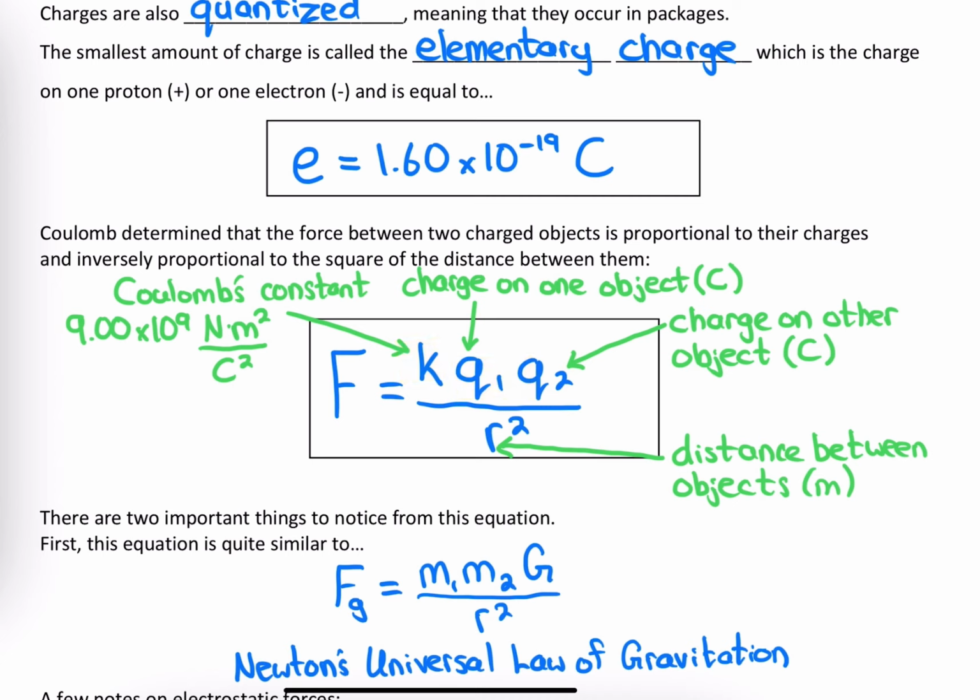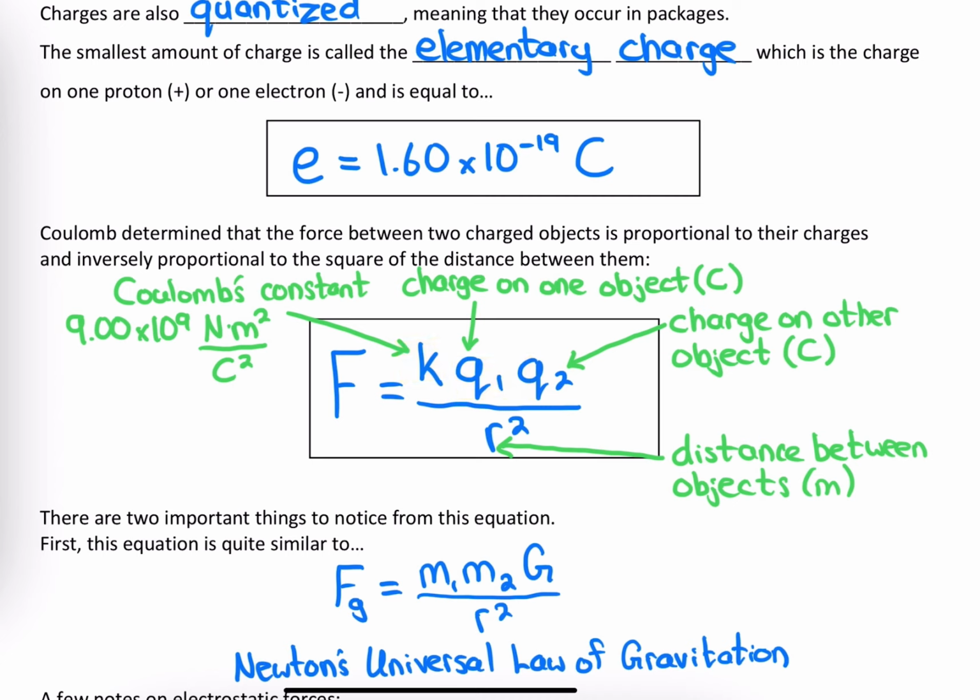We often say like charges, or charges that have the same polarity, will repel each other or push. So two protons have the same polarity, both positive, so they'll repel. Two electrons have the same polarity, both negative, so they'll repel.